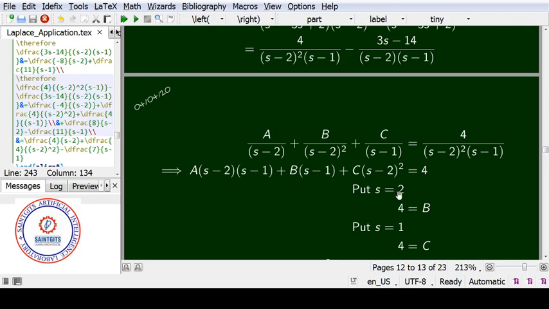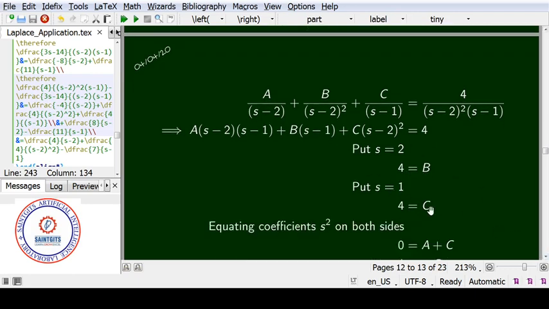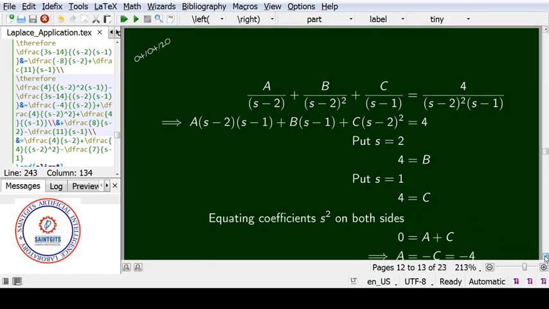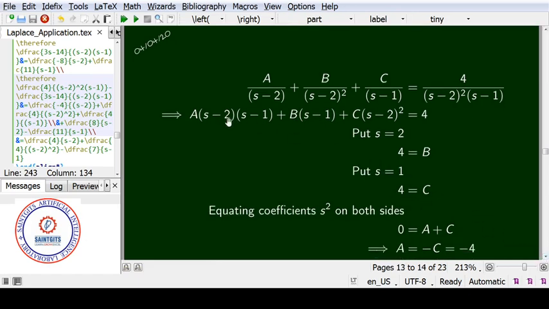The next stage is elimination, to find the constants a, b and c. For that I put s equal to 2 first. Here we have s minus 2, here also s minus 2. When we put s equal to 2, this term is 0 and this term is 0. So b into 2 minus 1, that is b is equal to 4. We got b equal to 4. When we put s equal to 1, we get c equal to 4. So only 2 and 1 are involved in this expression, and we still have to find a. The best way is to equate the coefficient of s square on both sides. Here the coefficient of s square is a, and here the coefficient of s square is c. That means a plus c here.